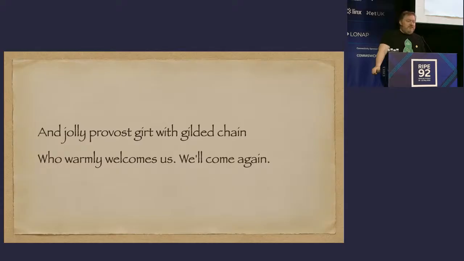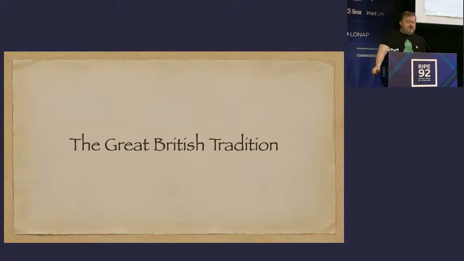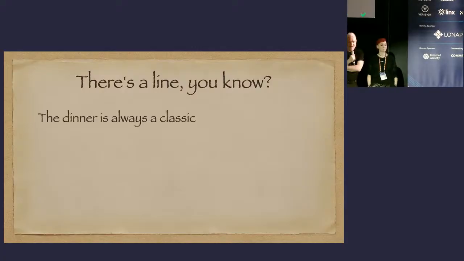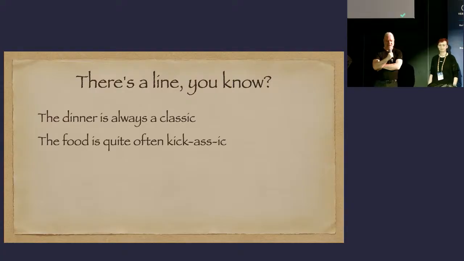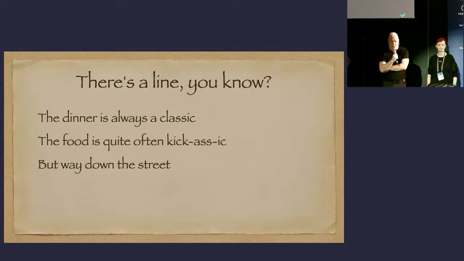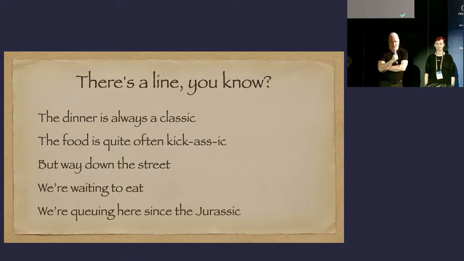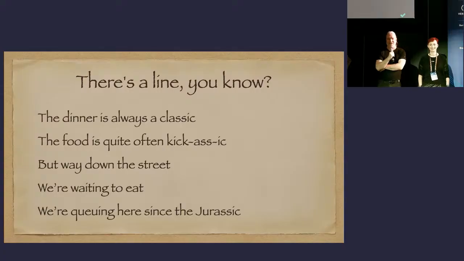So now that we've covered that bit of classic British tradition, we'll move on to the great British tradition. And no, I do not mean Bake Off. There's a line, you know. Jan, you want to do this one? There's a line. The dinners is always a classic. The food is quite often kick-assy. But way down the street, we are waiting to eat. We are queuing here since the Jurassic.